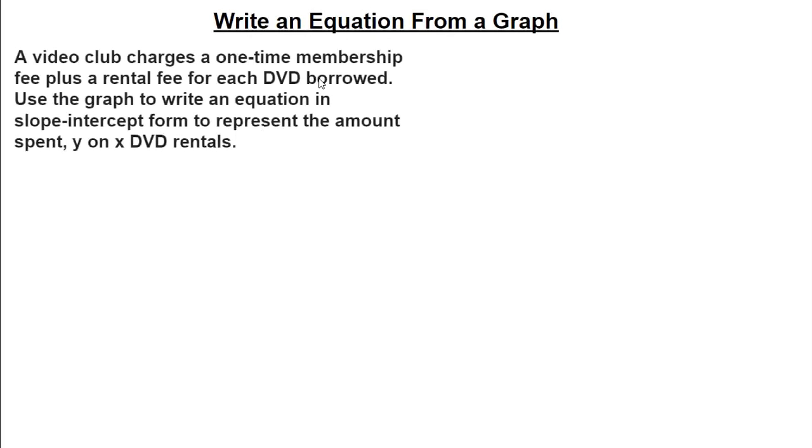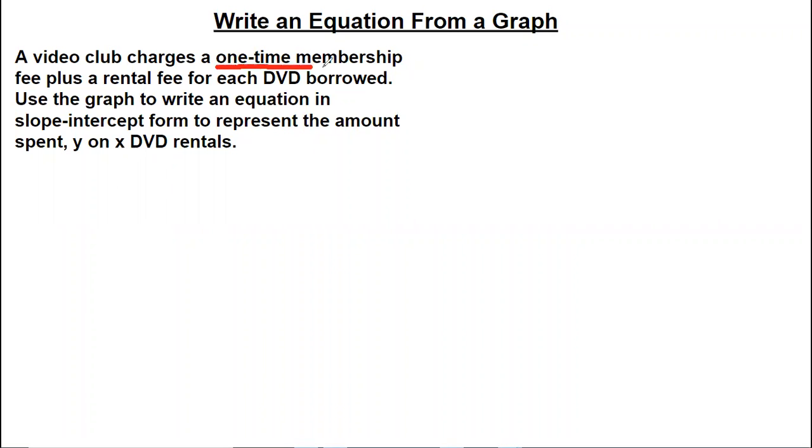Write an equation from a graph. A video club charges a one-time membership. You're going to start noticing the commonalities in the problems. One-time membership fee plus a rental fee for each DVD borrowed. Use the graph to write an equation. I'll put the graph up in a second here. In slope-intercept form to represent the amount spent, Y, on X DVD rentals.